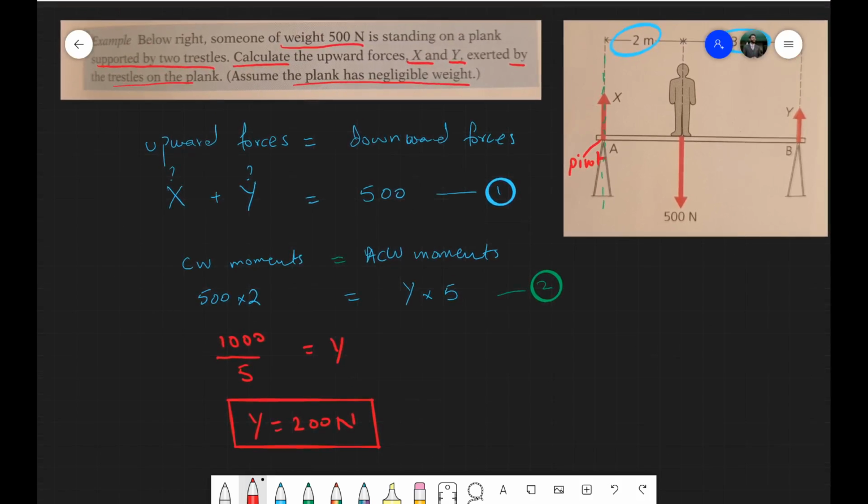Now you can go back to equation 1 and easily solve this problem. This Y is now known to us. So you can write the second equation and find X from it. So X is unknown, but Y is, sorry, 200, and the right hand side was equal to 500. So X will be 500 minus 200, and that is 300 Newton. That's it. We have solved this problem as well.